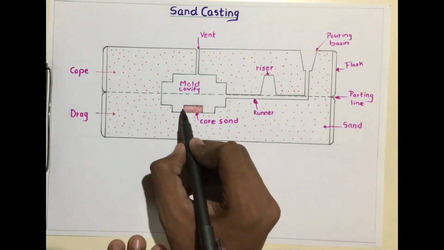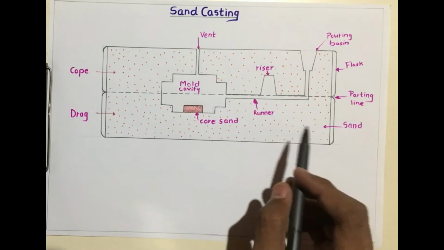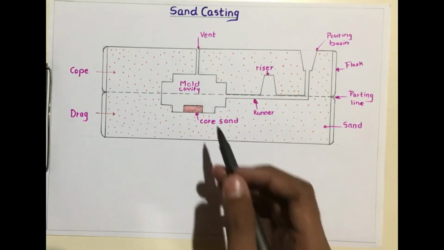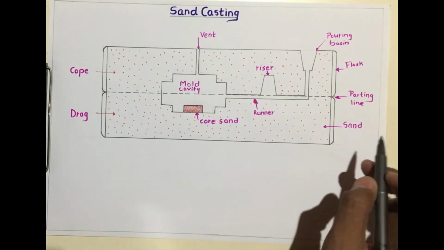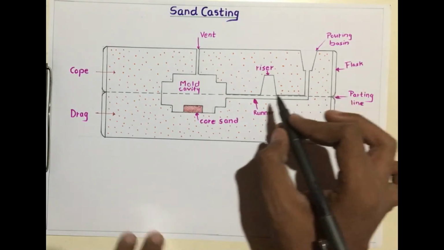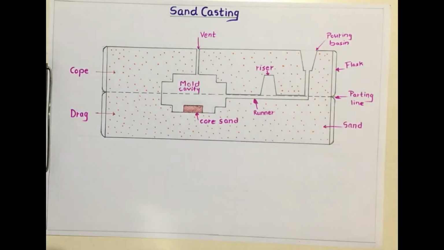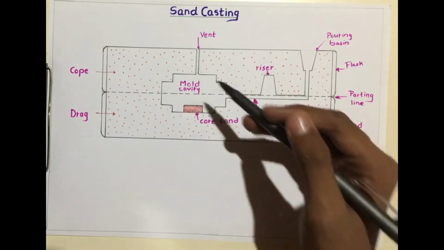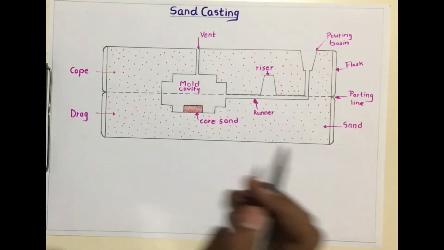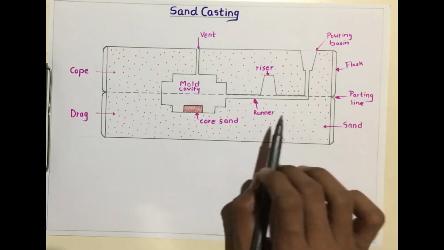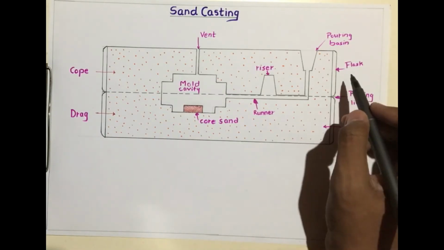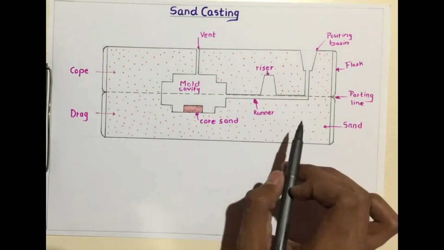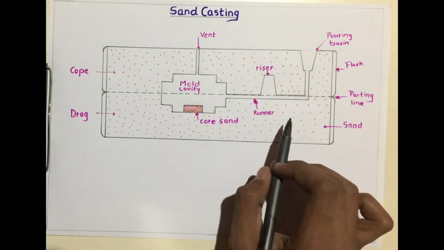Then it is provided with a core sand. It is optional because this core sand is used to produce the hollow castings. If required we can use it or not. Then this is a parting line which separates the upper side of the mold which is known as the cope and the lower side of the mold which is known as the drag. They are separated by this parting line. Flask is a wooden or metal frame used to support the sand in which the mold is created.